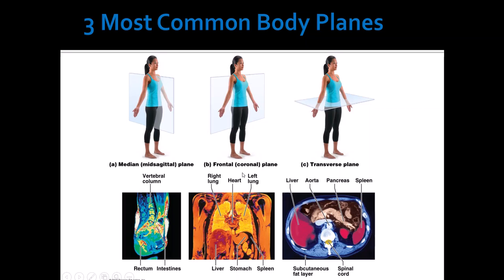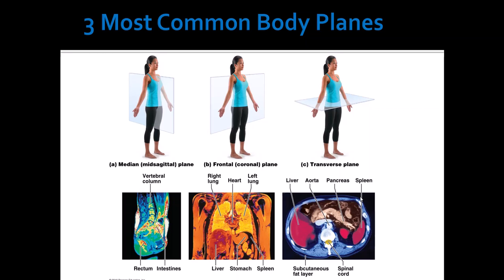Both the sagittal plane and the coronal or frontal plane result in what we call longitudinal sections of the body, meaning they go with the long axis of the body. When you cut along a transverse plane, you get what we call a cross section, because essentially you're looking across the body.